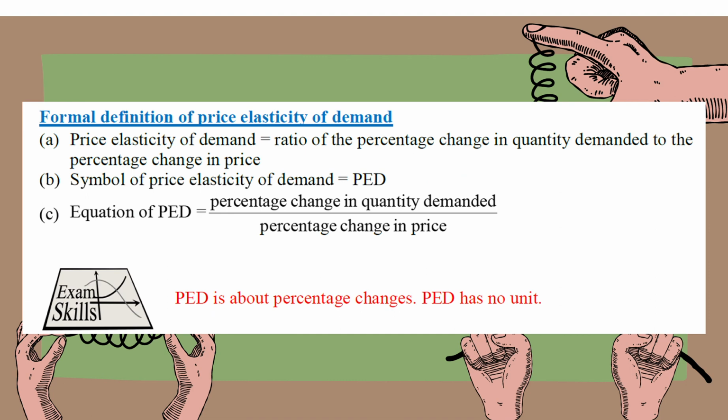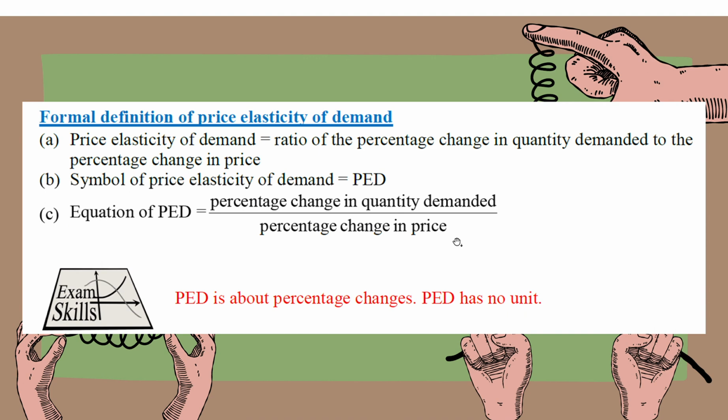Definition, very simple. Formal definition of price elasticity of demand. You encounter this three times when you talk about PES or XED. Price elasticity of demand is the ratio of the percentage change of quantity demanded to the percentage change in price. Remember, PED is the percentage change, not the absolute change. So there are no units; the units cancel out when you do the calculation.